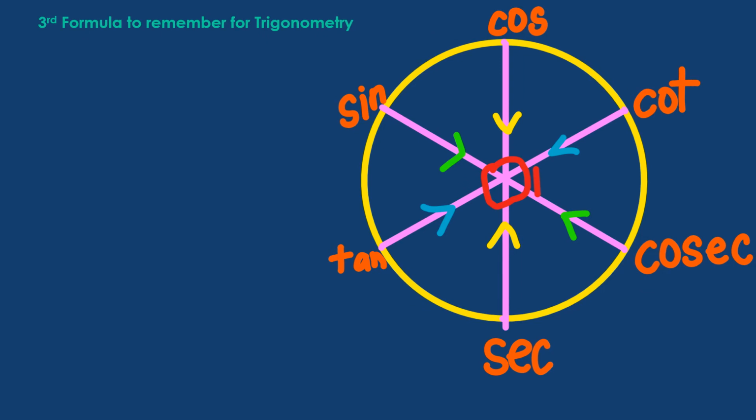The third formula you should know is also multiplication. Now, as I said, sine theta, when you multiply by cosecant theta, since it's the reverse, when you multiply them with each other, you get the value 1. So cotangent theta times tan theta is also equal to 1. Cosine theta times secant theta is also equal to 1.